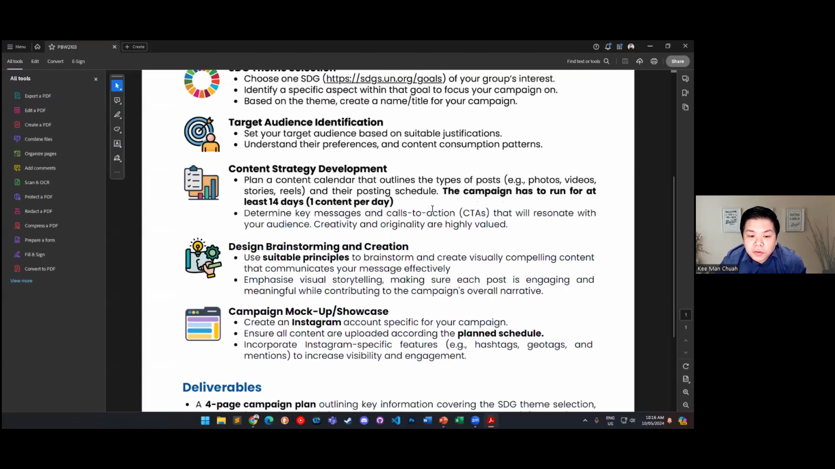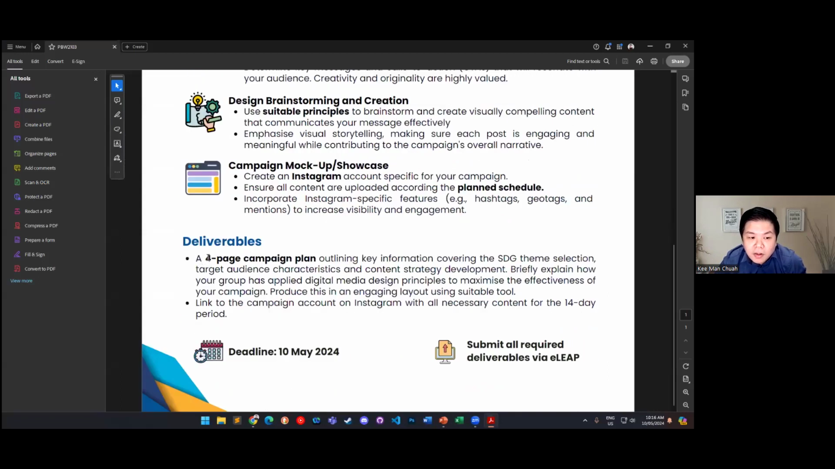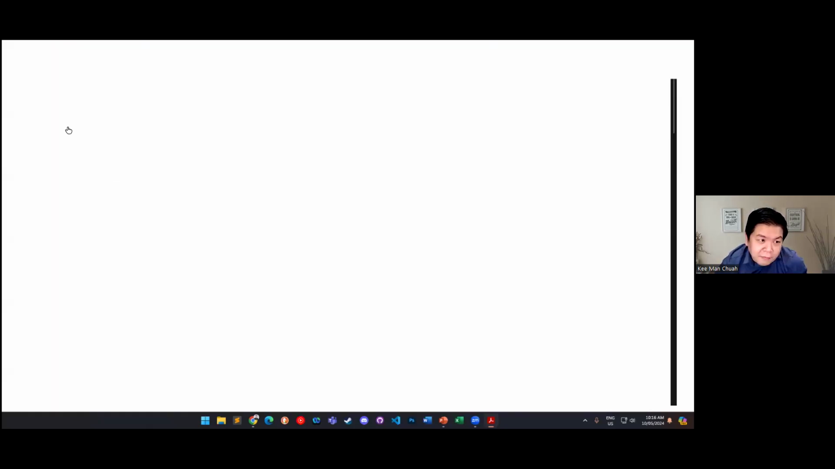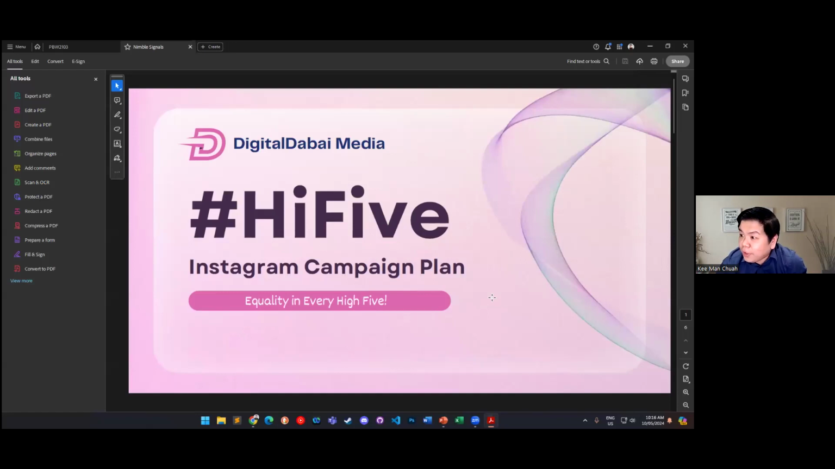Digital media content. You can see here, they only need to submit a 4-page campaign plan, and I don't want them to use typical Microsoft Word, because they have to produce this in an engaging layout using a suitable tool. I showed them some samples from the industry, like the social media agencies, and how they do it. And then I also came up with my own sample. What I found is, by having my sample as a guide, they understand better.